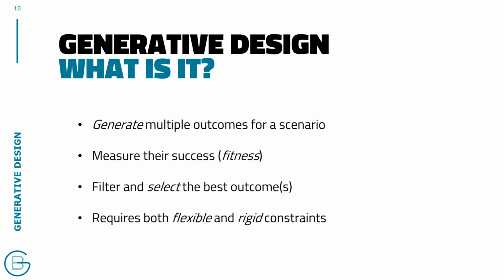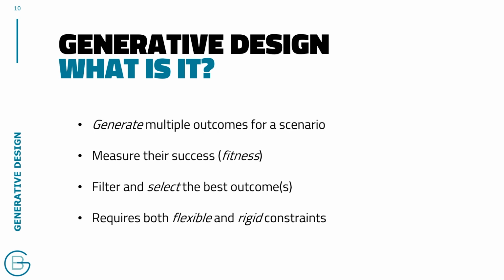So what is generative design? Well, it's really, simply put, generating multiple outcomes for a given scenario or challenge. So taking a problem, finding multiple solutions, and then measuring their success, or what we might call fitness, which we usually measure as a number so that we can really easily compare it to other studies. From there, we can filter, cull, or select the best outcomes from that field of studies that we undertake.